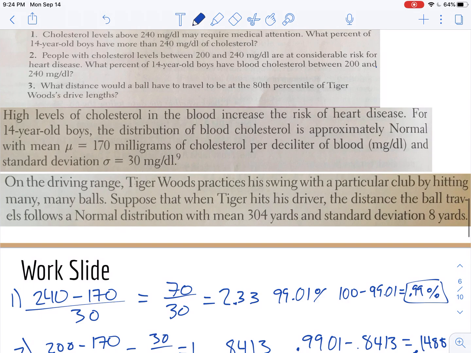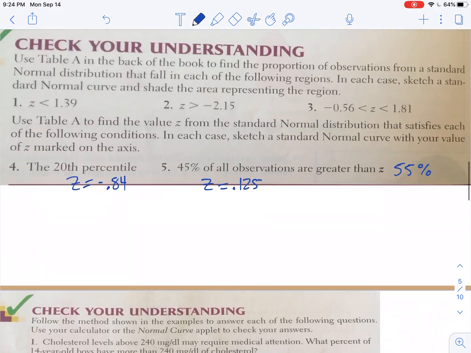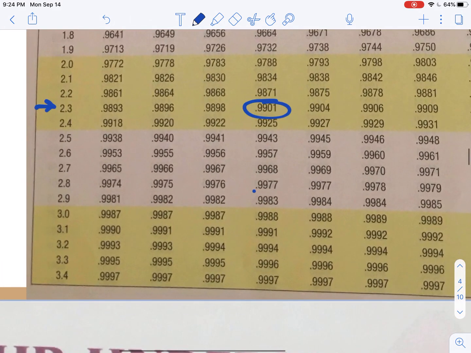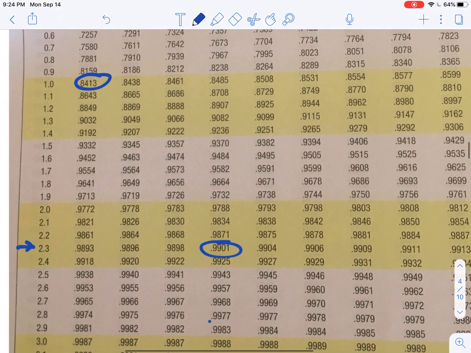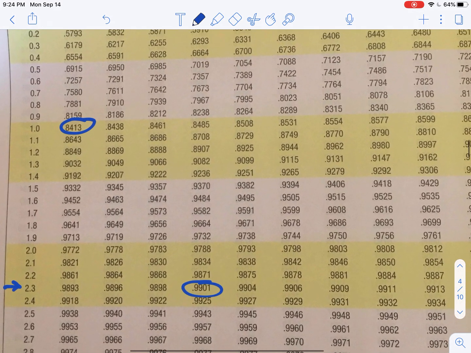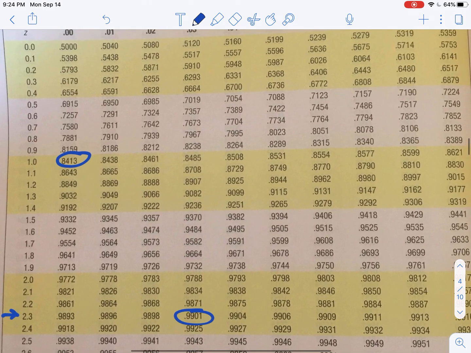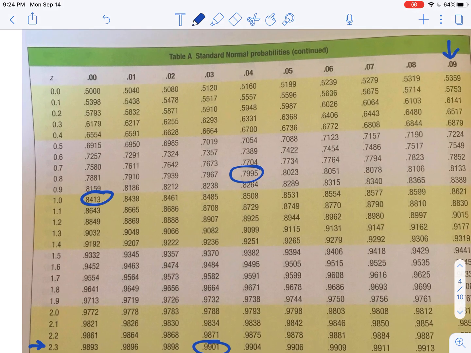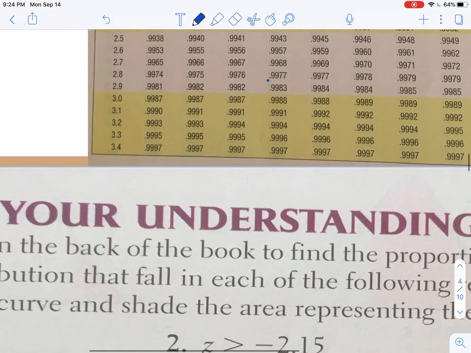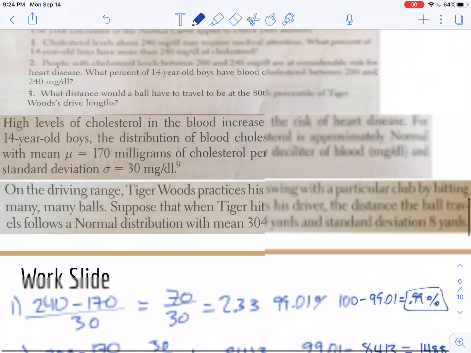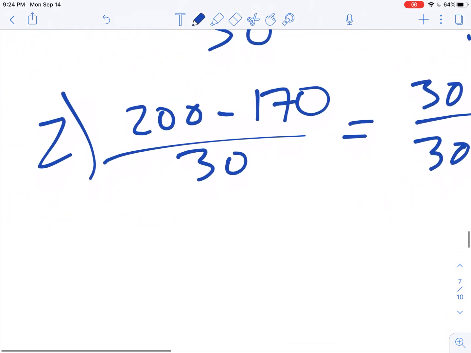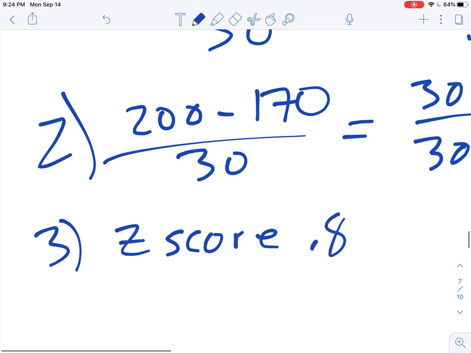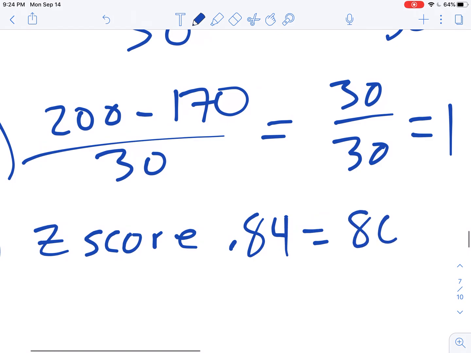All right, last question. What distance would a ball have to travel to be at the 80th percentile of Tiger Woods' drive lengths? First we've got to figure out the z-score that correlates with the 80th percentile. So I look for where the 80th percent is. I'm going to say that 0.7995 is the closest to the 80th percent, so we're going to call that 0.84. So a z-score of 0.84 is equal to your 80th percentile.